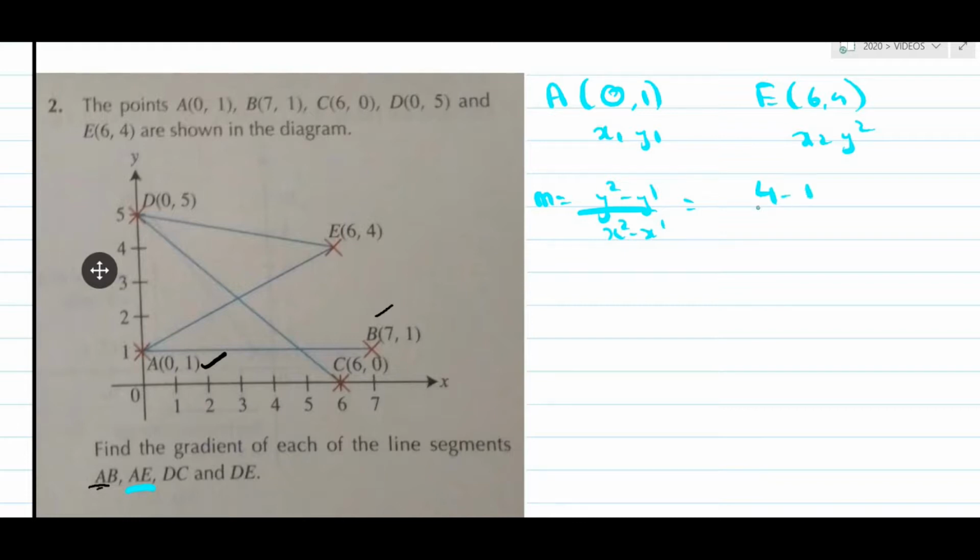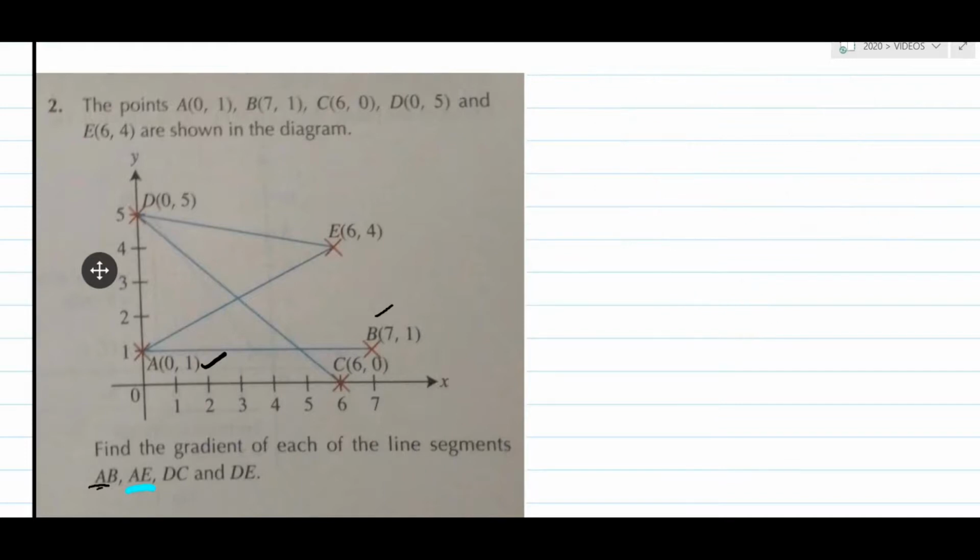4 minus 1 upon 6 minus 0. Therefore 3 upon 6. 3 1s are 3, 3 2s are 6. Therefore your gradient is 1 upon 2. Moving on, let's find the gradient of DC. The coordinates of D are 0, 5 and the coordinates of C are 6, 0.